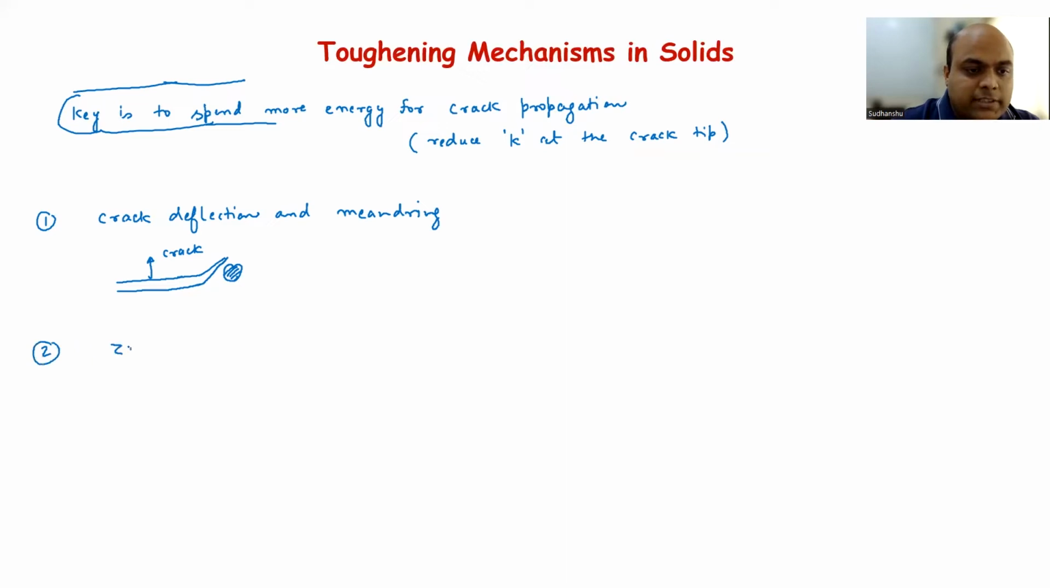Second is zone shielding. And in this, we are going to have three different mechanisms. First one is transformation toughening.